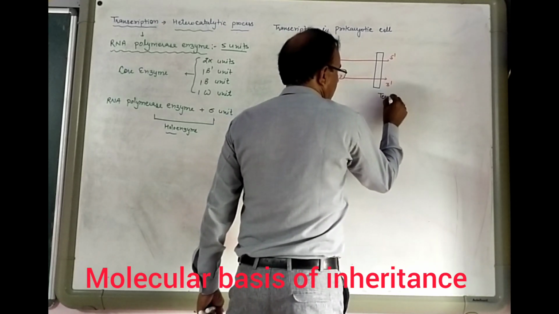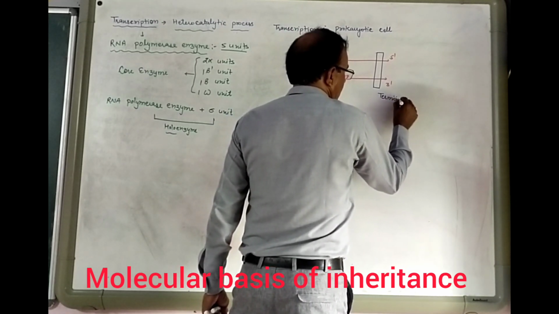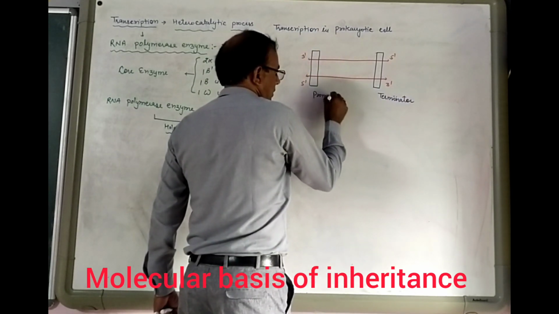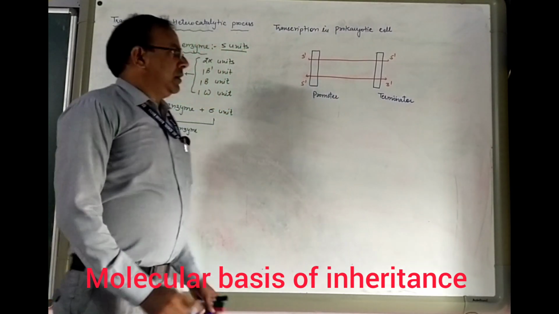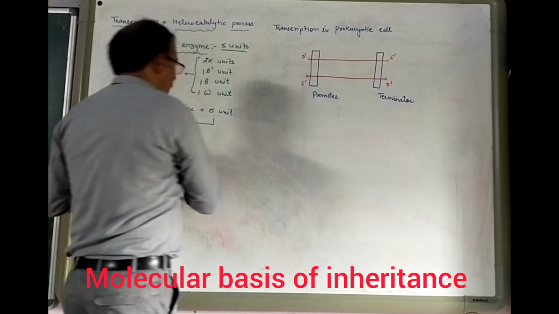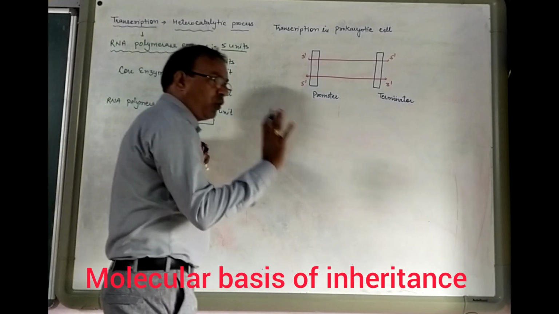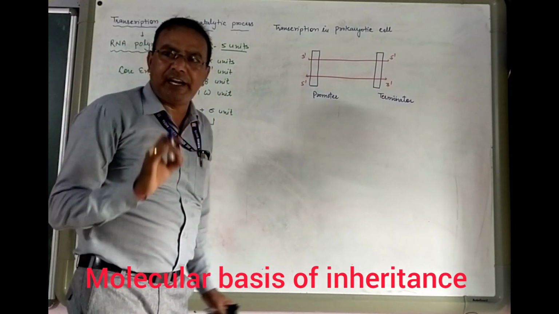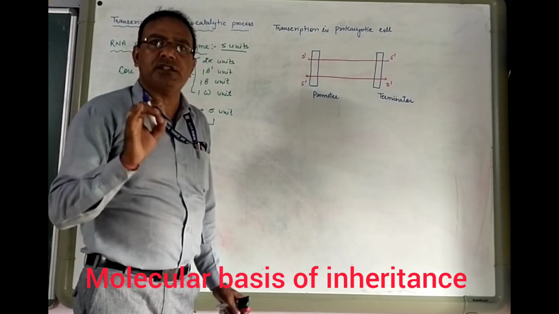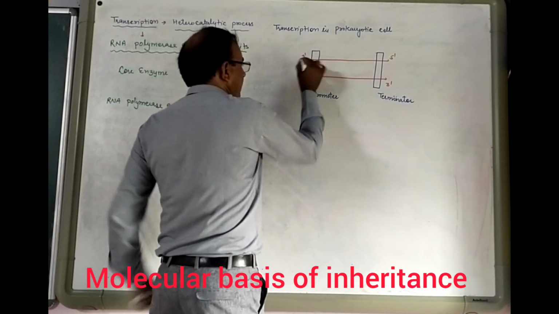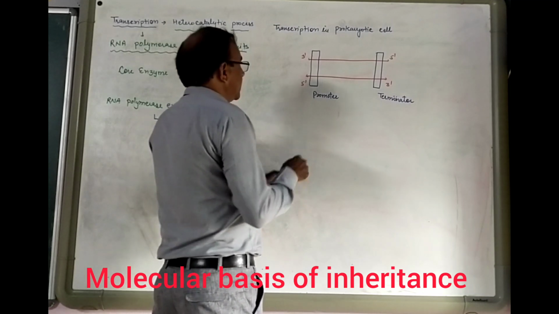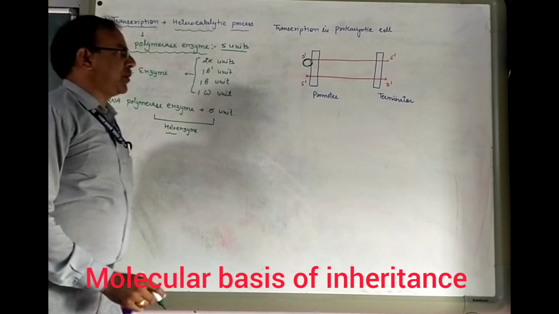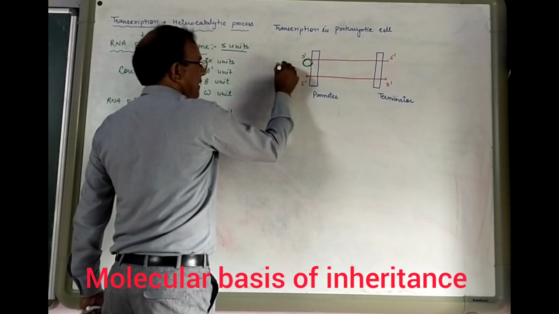And another one is at the last, it is called the terminator. This one is the terminator, and this one is the promoter. Clear? First of all, RNA polymerase. What is the role of RNA polymerase? RNA polymerase only recognizes the site from where the transcription process starts. The RNA polymerase attaches at this site with the promoter. This is the RNA polymerase.